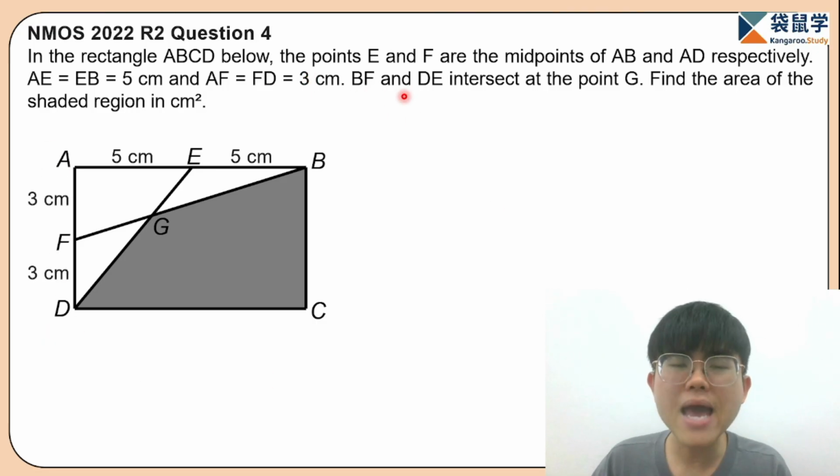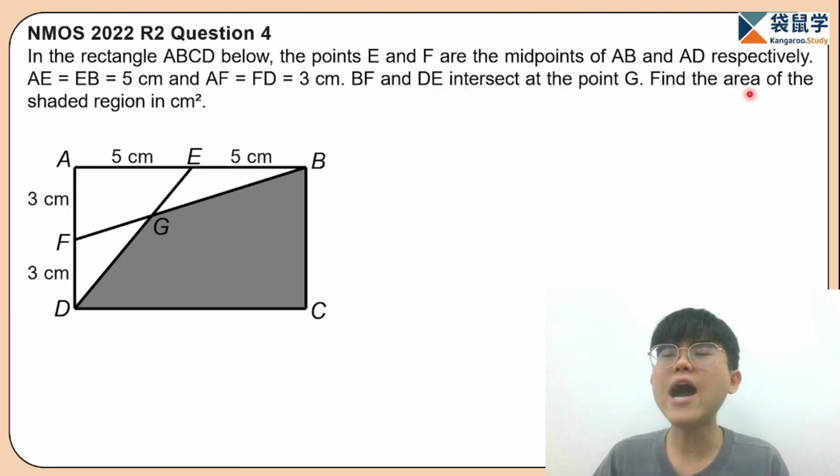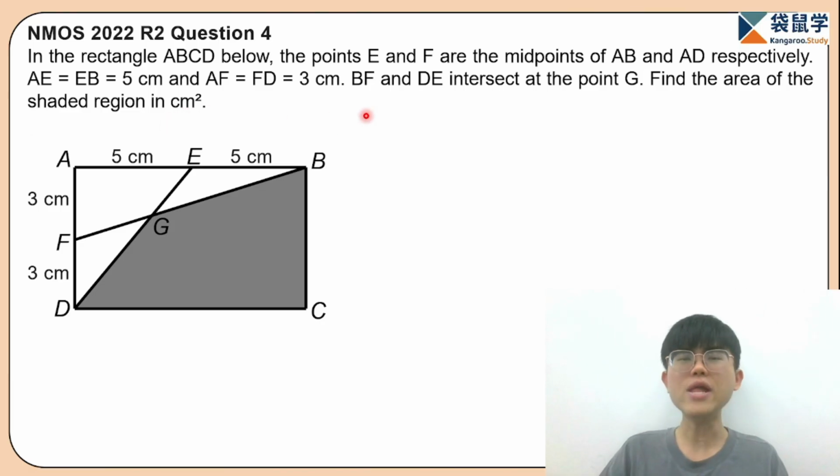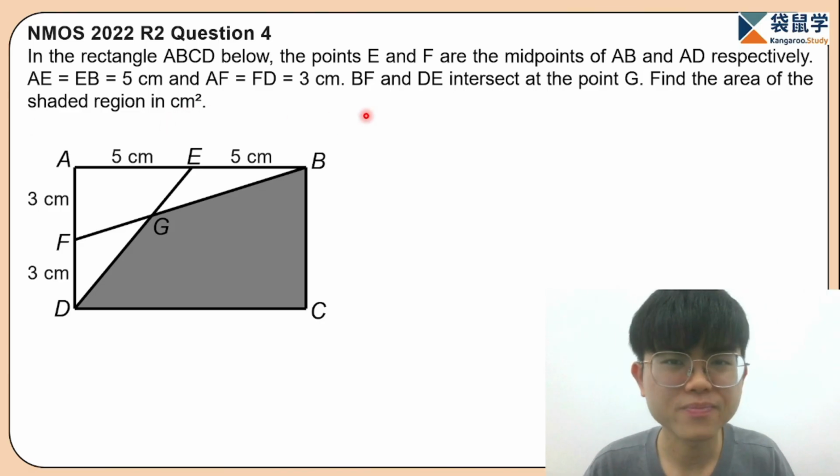We know that BF and DE intersect at the point G. We have BF and DE intersect over here, point G. Find the area of the shaded region in centimeters squared. So everyone, how do we solve this question?